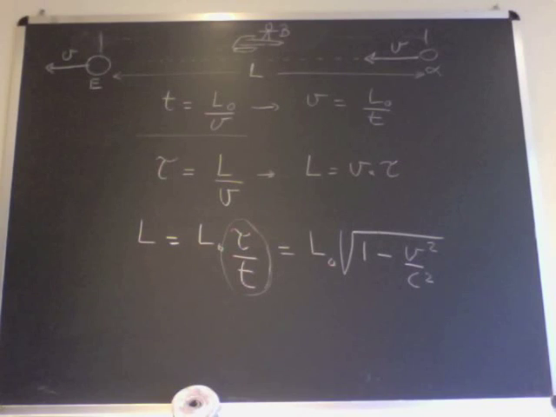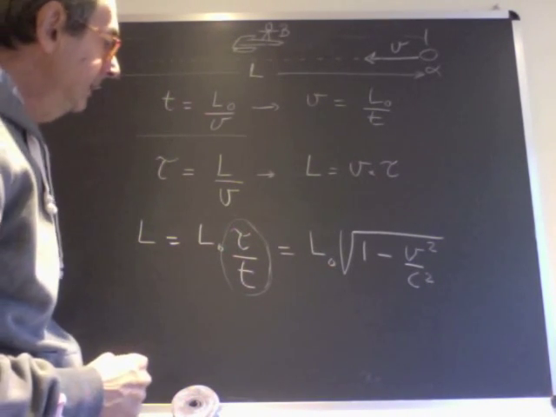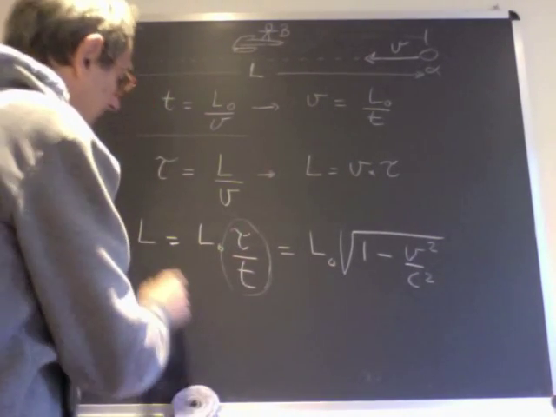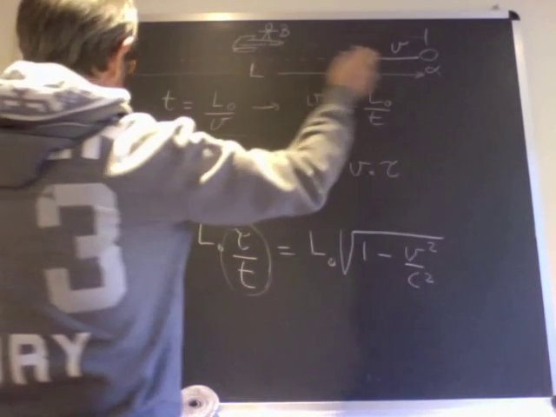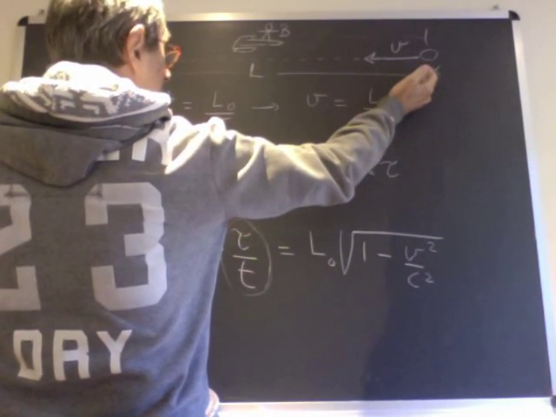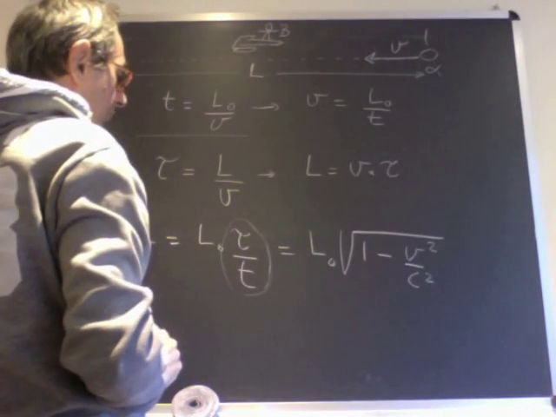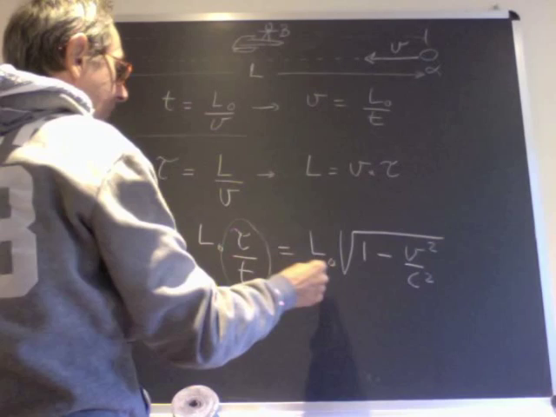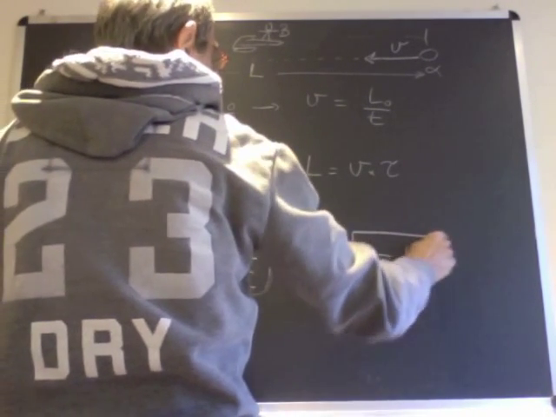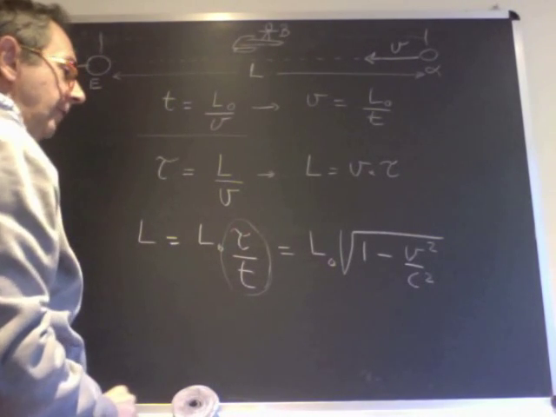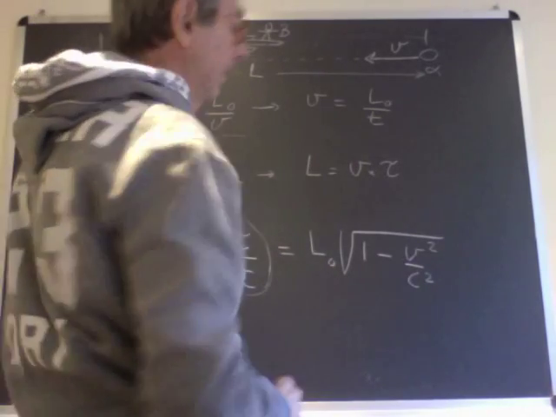Okay, this is quite interesting because in this case we see that the distance between Earth and Alpha Centauri, as measured by Mr. B moving during the trip, is equal to the proper distance multiplied by the same relativistic factor, the square root of 1 minus v squared over c squared.